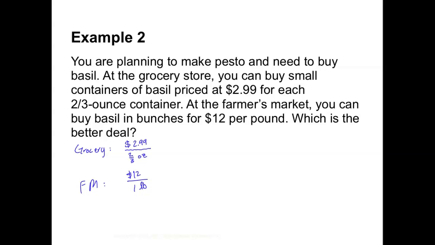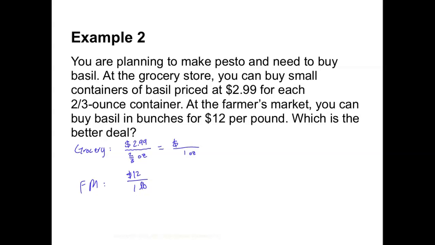So now you have a choice to make. Do you want to simplify this to dollars per ounce for both of them, or do you want to simplify both of them to dollars per pound? It really doesn't make a difference which, as long as you get the same units so you can make a proper comparison across. So I'm gonna say let's simplify to dollars per ounce. So the first thing I want to do is just divide out the 2.99 and the 2/3 so that I'm in specifically dollars per 1 ounce, right?